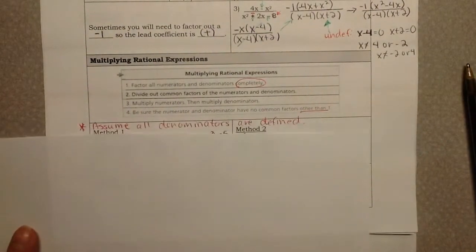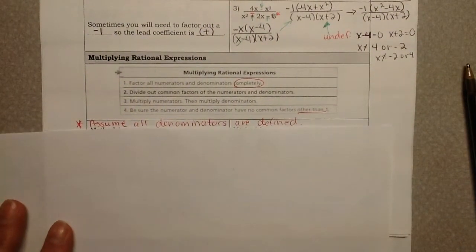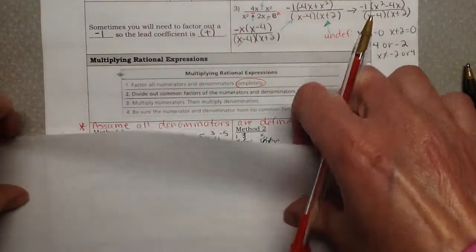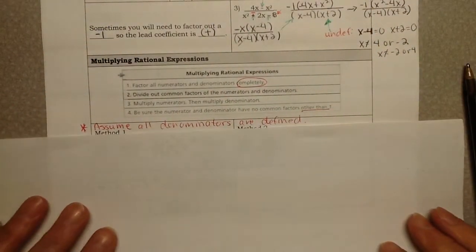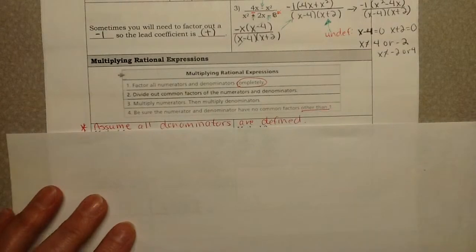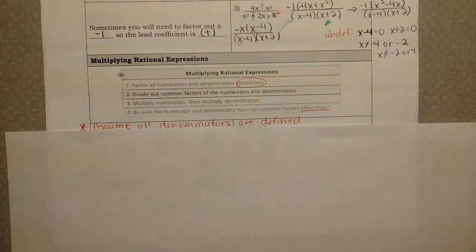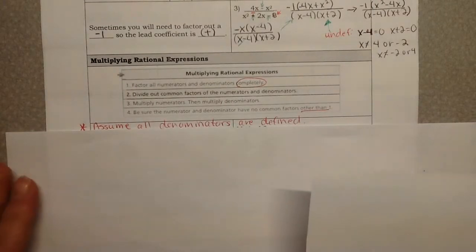Okay, now for the next questions that we are doing, we are going to assume that all denominators are defined. That means we don't have to be careful on tests or quizzes and read the directions. If it says identify any x values for which the expression is undefined, make sure you do that. Or if it says assume all denominators are defined, then you don't have to do it.